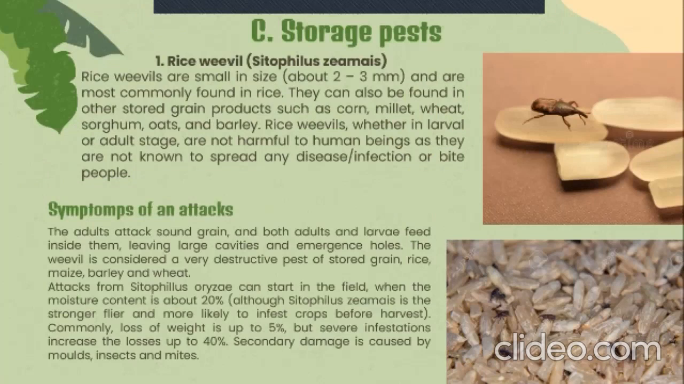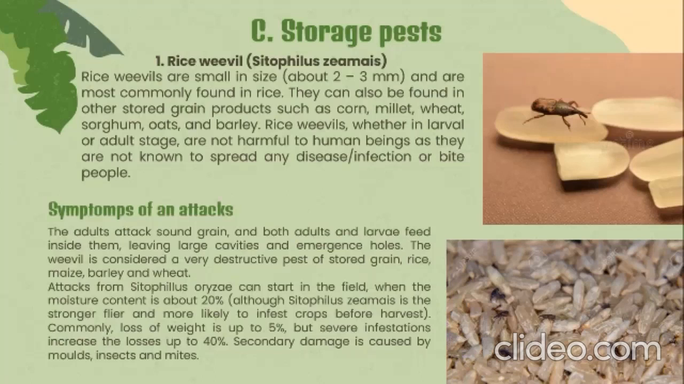There are storage pests. Storage pests are usually found when the crops are being stored. Rice weevil, or Sitophilus zeamais, is small in size, about 2 to 3 millimeters, and is most commonly found in rice. They can also be found in other stored grain products such as corn, millet, wheat, sorghum, oats, and barley. Rice weevils, whether in larval or adult stage, are not harmful to human beings as they are not known to spread any disease or infection or bite people.